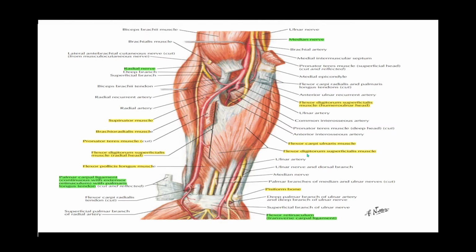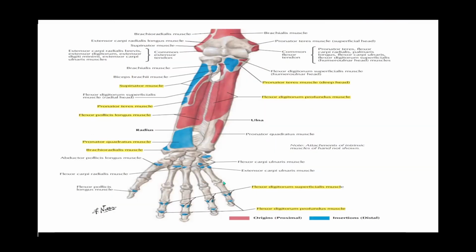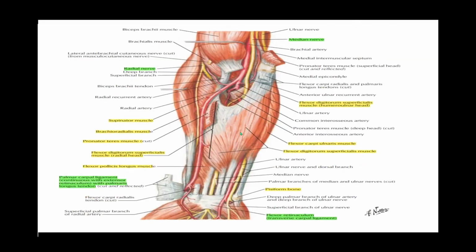So looking at this image, it has quite an extensive origin. Okay. Flexor digitorum superficialis runs beneath the flexor retinaculum, also called the transverse carpal ligament, and then the tendons split into four strands that get inserted into the middle phalanges of the second, third, fourth, and fifth digits. So that's the muscle. That's our pronator teres muscle.